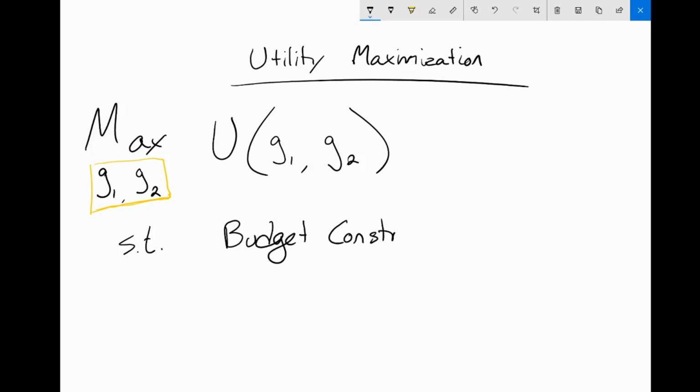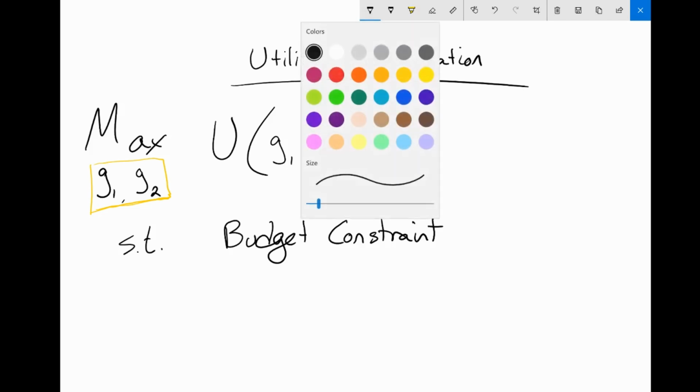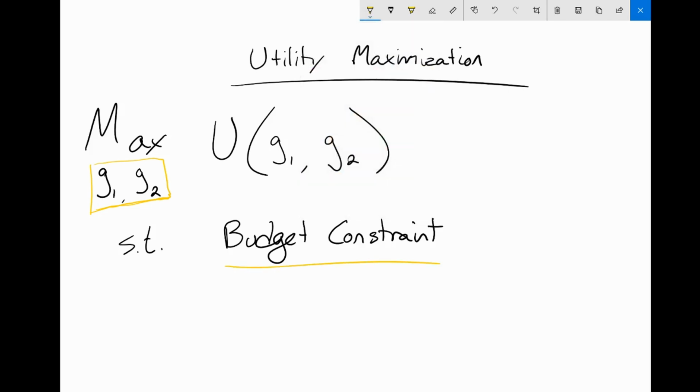That is, they're constrained. They can't buy an infinite amount of good 1 and good 2 because they're constrained by their budget. They're constrained by their income. Okay? And so what we're going to do today is look at how we choose good 1 and good 2 that maximize utility subject to a budget constraint.